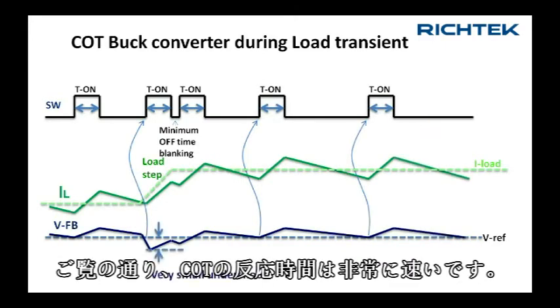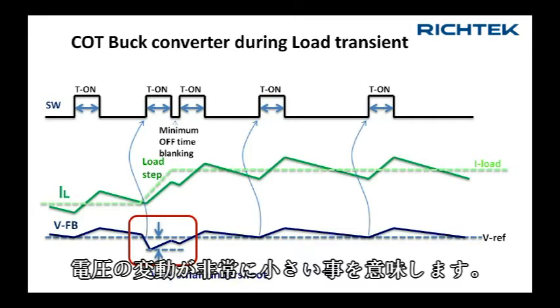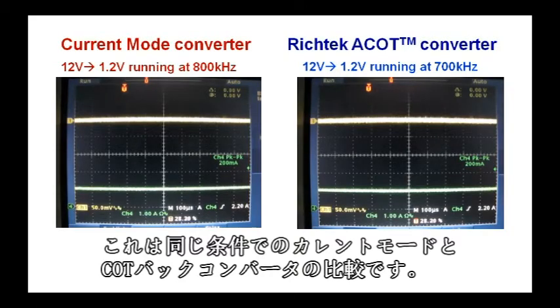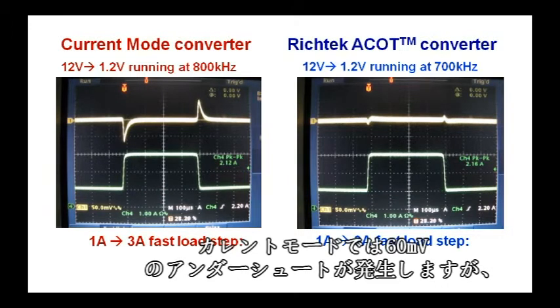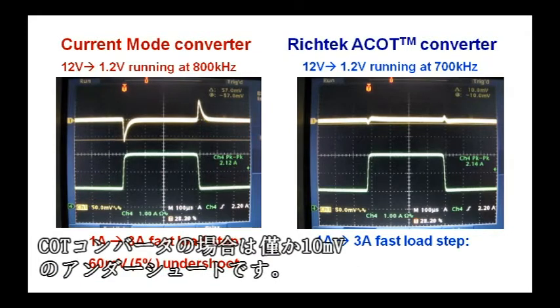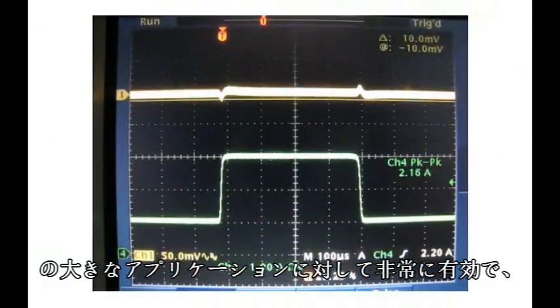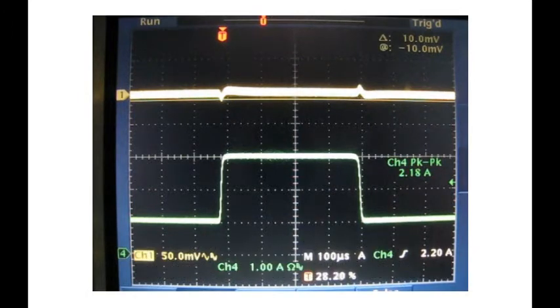As you can see, COT reaction time is really fast, and this means that the output voltage fluctuation during load transients is very small. Here is a quick comparison between a current mode and a COT buck converter running under the same conditions. A 2 amp load step gives around 60 mV undershoot on the current mode, while the COT converter has only 10 mV undershoot, which makes them ideal for high transient applications like DDR and core supplies, and makes it possible to use smaller output capacitors.